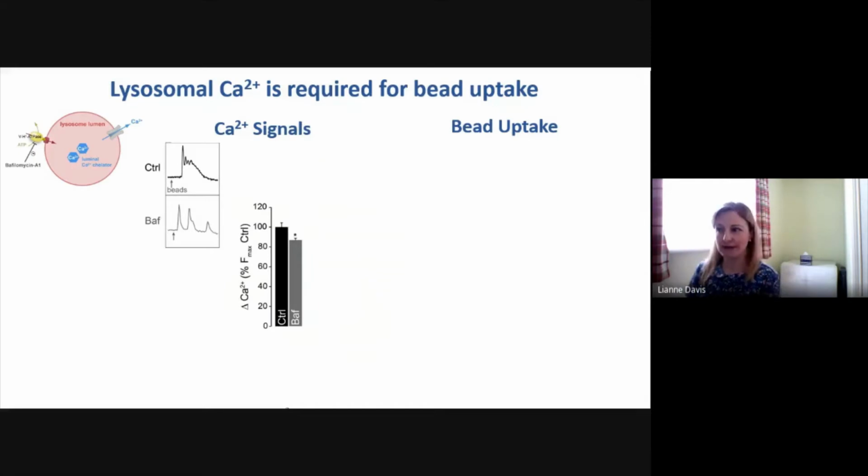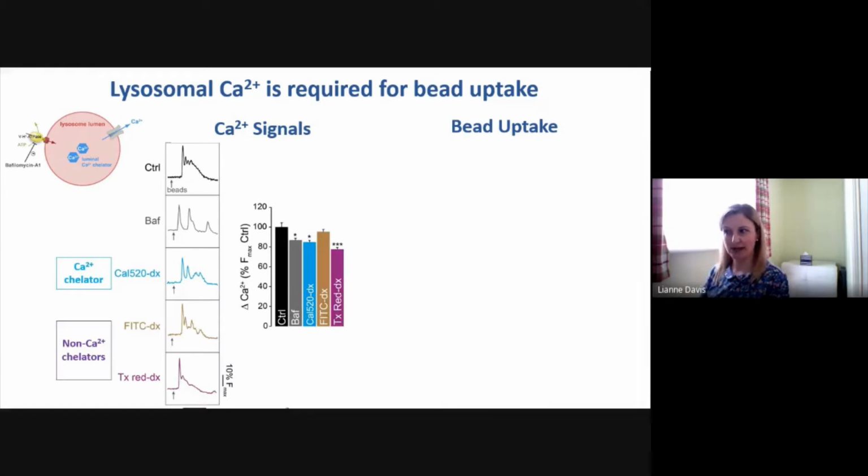So in calcium-free medium, beads evoked global calcium signals, and these were only modestly reduced by pretreatment with bafilomycin. We also pre-incubated cells with different dextrans, those that bind calcium and those that do not, and trafficked them to the lysosome lumen. And regardless of the calcium binding characteristics, dextran loading also had only a minimal effect upon the global calcium signals.